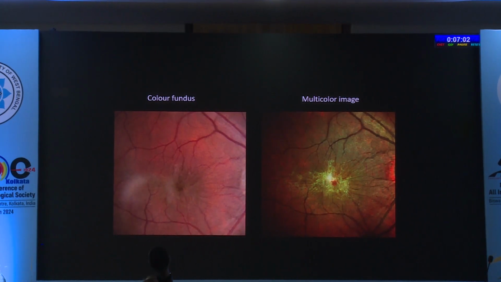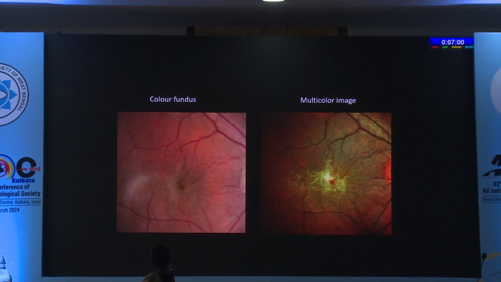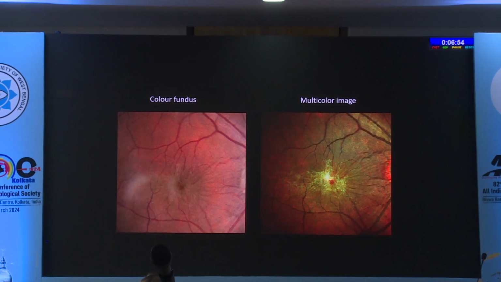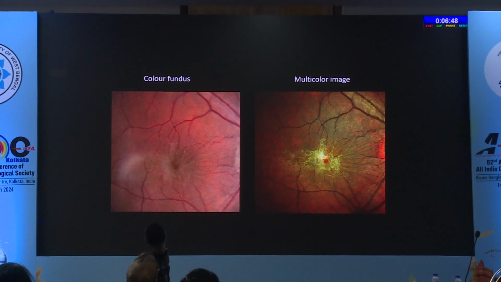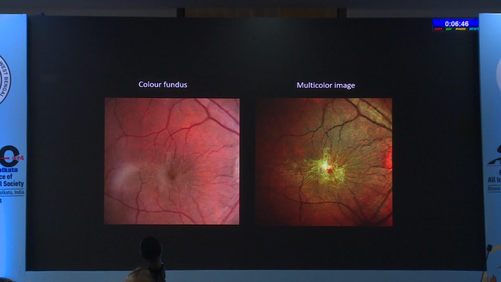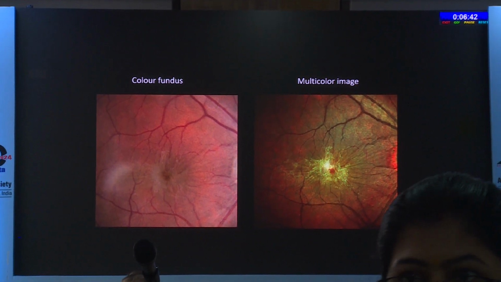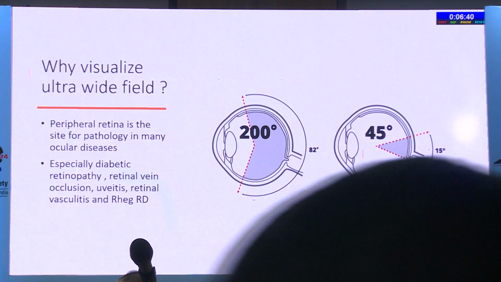So this is a comparison: on the left hand side, a color image from fundus photography, compared to a multicolor image of a patient with epiretinal membrane and significant cataract. You can see the clarity of the image, and the sharpness and the contrast are unparalleled in a multicolor image when compared to normal color fundus photography.